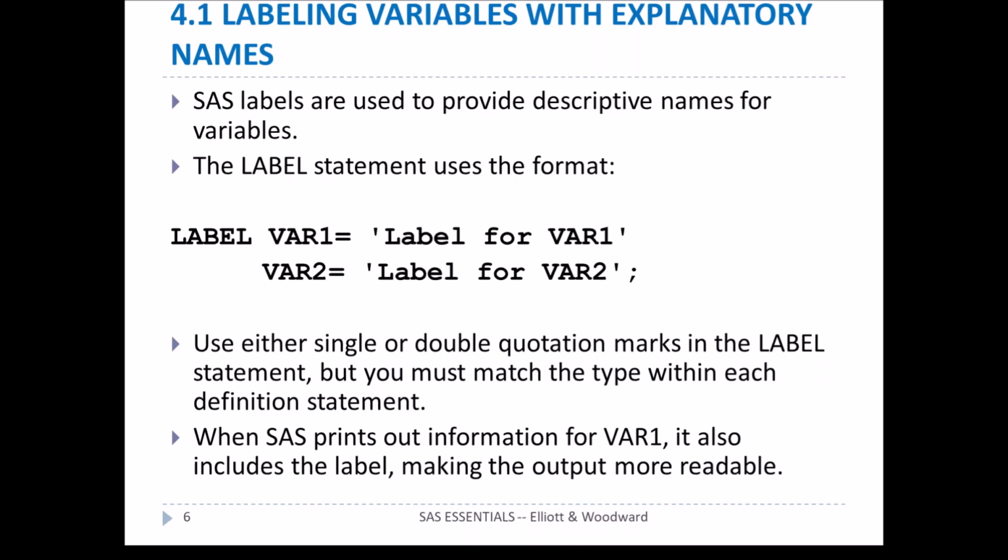And here is an example of what that looks like. So we have label, and then var1, whatever your variable name is, equal, and then in quotes, whatever label we want to assign to that variable. And then here we have var2 and whatever label we want to assign for it. Notice here in the label statement, we can assign as many labels as we want. When we're finished, then we put a semicolon to signify the end of the label statement.